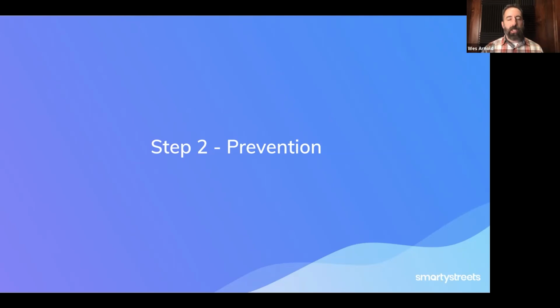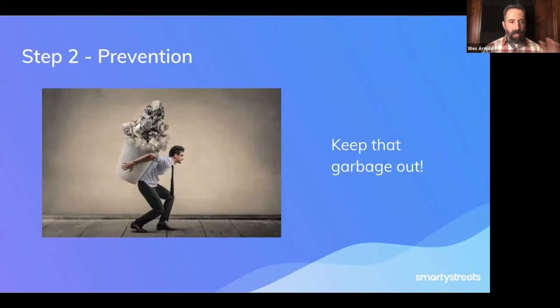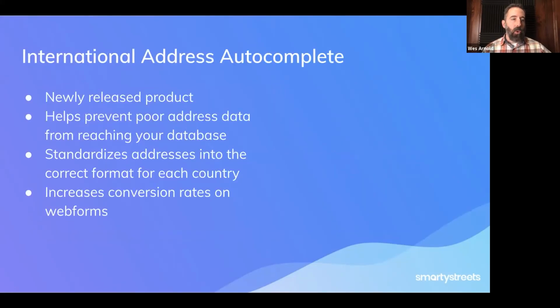Now, step 2, prevention. So now that you've got your lists cleaned up, how are you going to prevent those addresses from being corrupted again or from getting corrupt addresses entered in? You want to keep that garbage out now that you've gone through the work of getting it cleaned up. So we suggest using International Address Autocomplete.